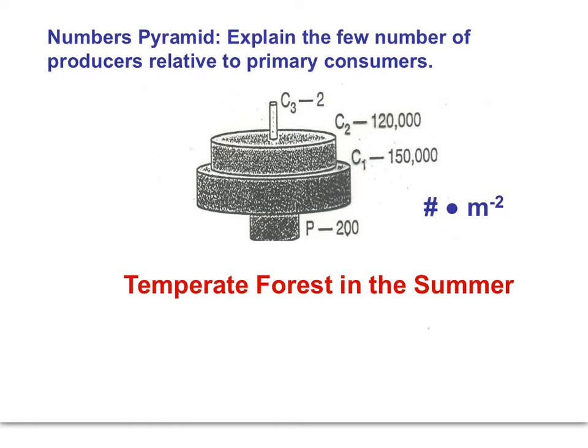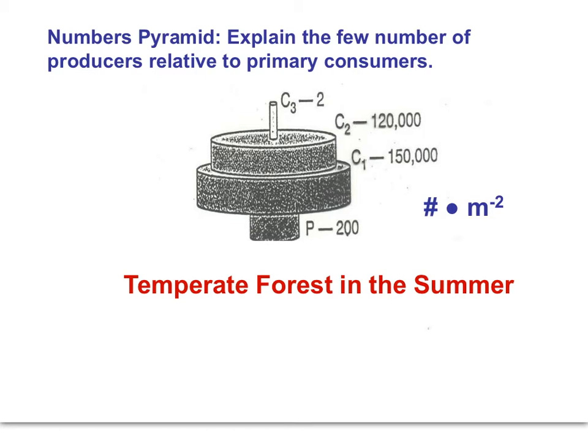Number of individuals per square meter are given. Notice the relatively small number of producers relative to primary consumers. Again, the obvious question should be raised, how is this relationship sustained energetically given the second law of thermodynamics?